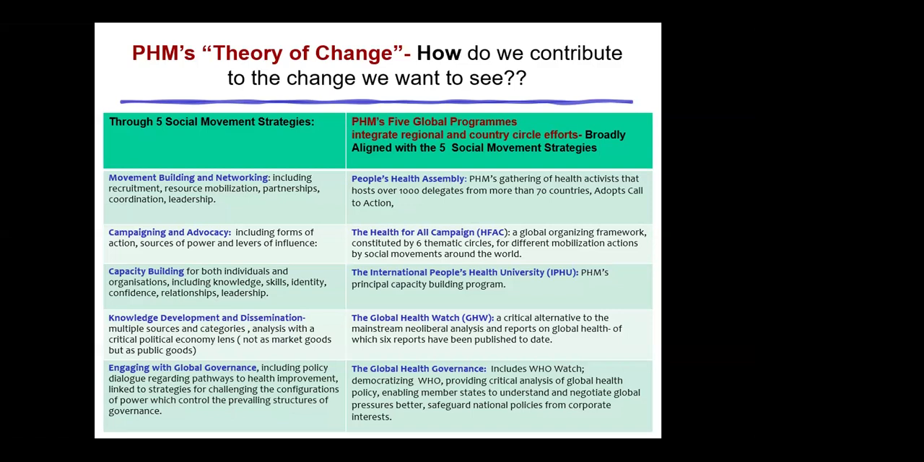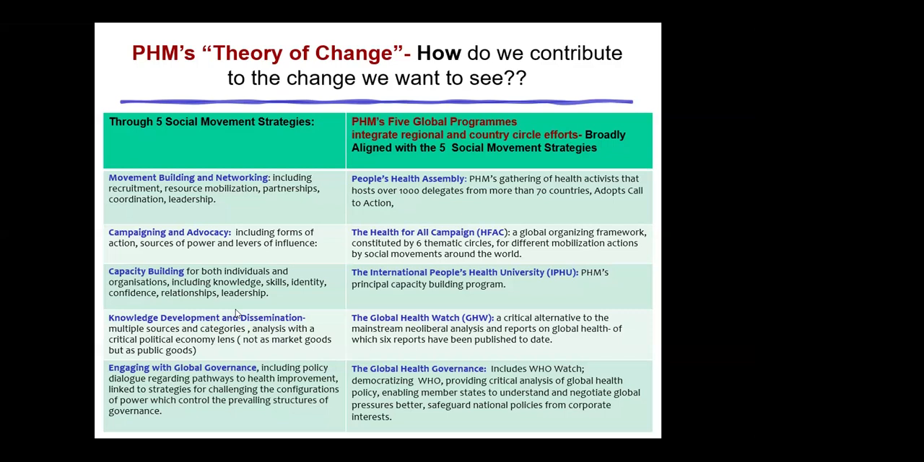Capacity building: this course, the IPHU course that we are having, is an example of capacity building of both individuals and organizations, increasing not just the knowledge, but also skills and confidence and networking skills, etc. The fourth social movement strategy would be to build new knowledge through a critical lens. So let's say at the end of this course, the group decides to come together and work on one common theme and look at it critically and publish a booklet on it, that would be one example of knowledge development.